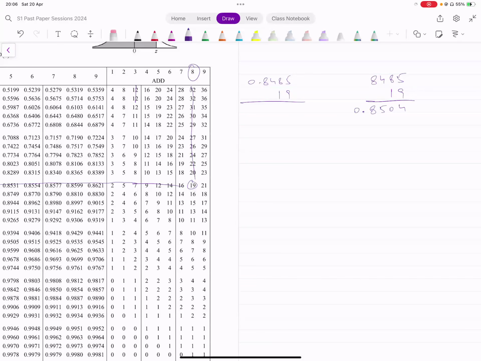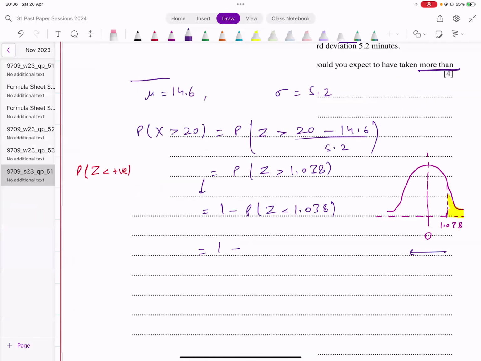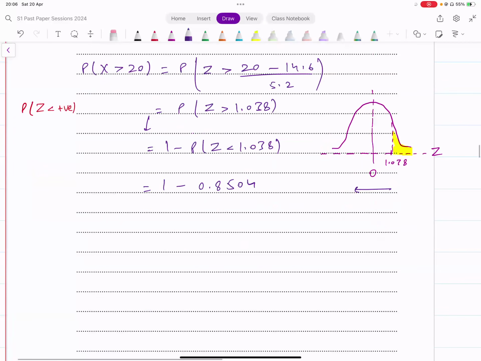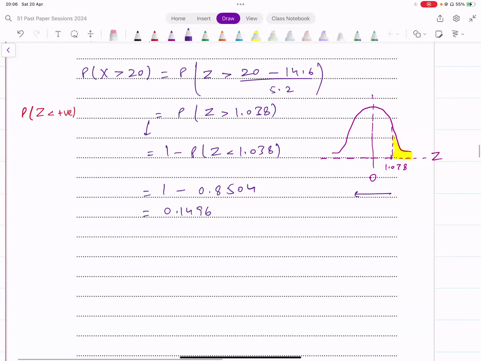So that's 0.8504 that you get from this. And now 1 minus this, what do we get? 0.1496. That's the probability of one person taking more than 20 minutes.